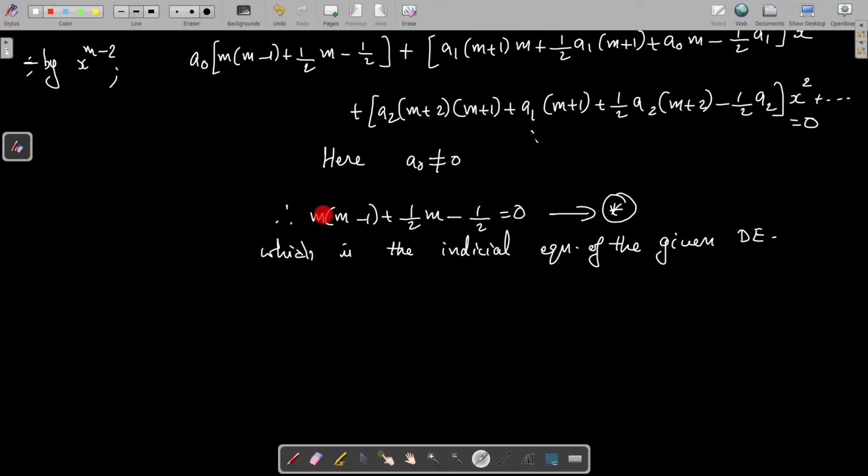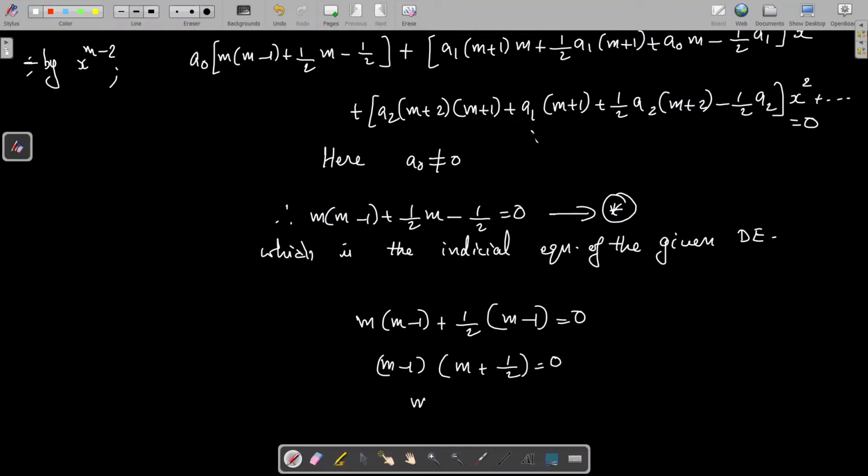So you have to solve this equation. We may solve it in this way. Here the expression is m into (m minus 1) plus 1 by 2 into (m minus 1) equal to 0. So we can take this (m minus 1) as a common factor. So we have (m minus 1) into (m plus half) equal to 0. That means that either m equal to 1 or m equal to minus 1 by 2. So when m equal to 1, we have a Frobenius series solution, and when m equal to minus 1 by 2, we have another independent Frobenius series solution.